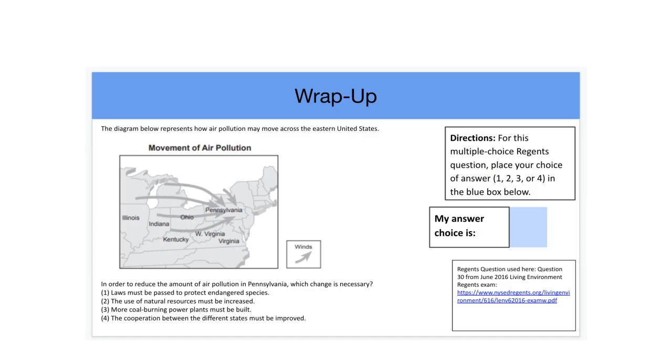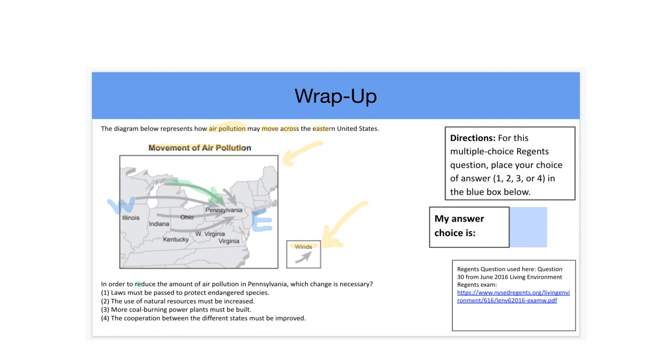Okay, our first question reads, the diagram below represents how air pollution may move across the eastern United States. Before I read the question, I am going to look at the map and I can see how the title of the map is Movement of Air Pollution, and there is also a key next to it that says winds. The arrows represent winds, and I can also see how the wind is basically blowing towards the east of the United States, from the west to the east. Now I am ready to read the question.